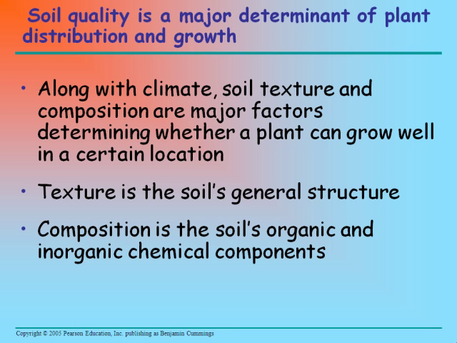Soil quality is also very important. It's a major determinant of plant distribution and growth. You have to have proper climate. You have to have proper soil texture, so that there's enough oxygen in the soil, and composition of the soil are major factors determining whether a plant will grow well in a certain location.